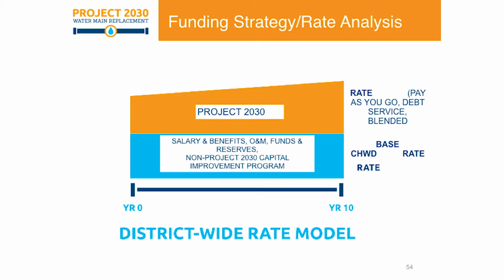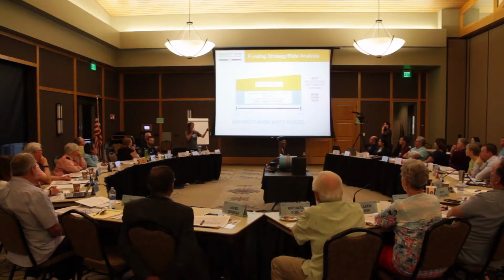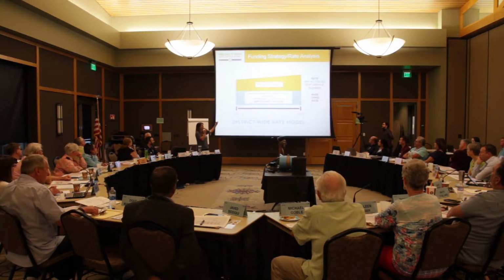So really, our rates consist of a base rate. Our base rate is everything shown in the blue. We have salary and benefits. We have our operations and maintenance. This is that pie chart that Susan was showing earlier. Those are all these items. Our funds and reserves, and then all of our non-Project 2030 capital improvement program projects, such as the wells that we talked about, and then also the meter replacements. So all those items would be in the blue.